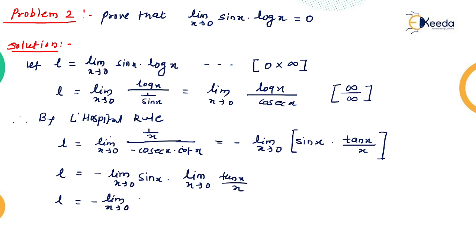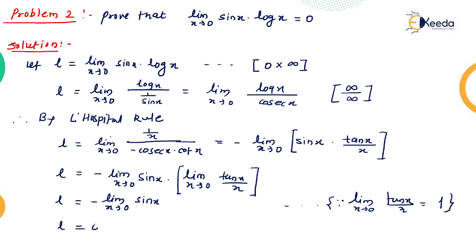So what remains is minus limit as x tends to 0 of sin x, putting sin x as it is. Inside this bracket you know the formula very well: limit as x tends to 0 of tan x divided by x is equal to 1. So therefore we directly apply the limit, and we get the answer L is equal to 0. I hope you understand this.